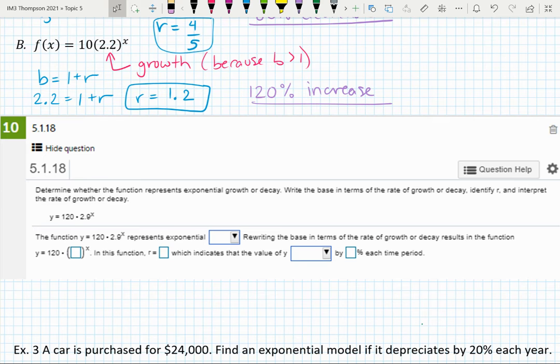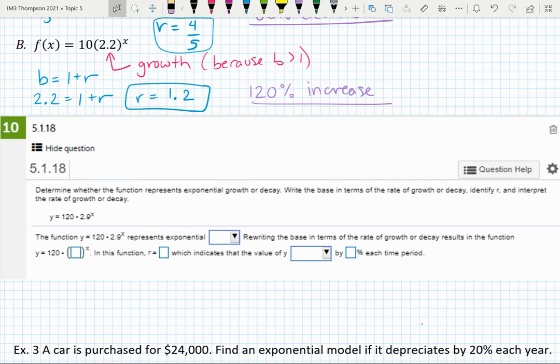We're not actually going to do this example, but I just wanted to show you this is the same type of problem. It's just what it looks like online because it has drop down menus and stuff, but it's the same type of problem. Same exact directions. This doesn't have parentheses, but it's the same thing. The function represents exponential. You get to pick whether it's growth or decay.